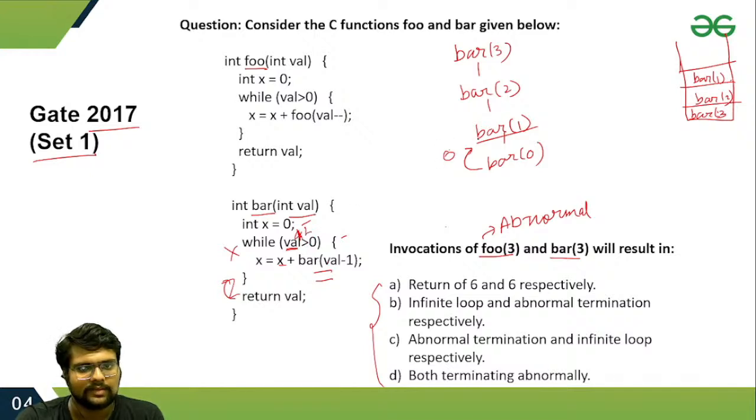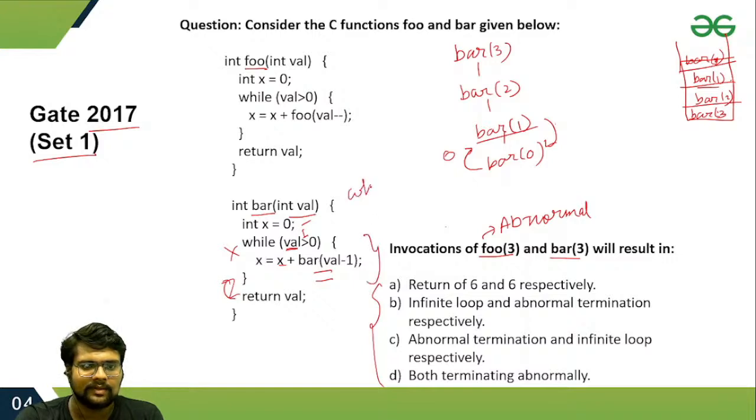So when bar of 0 is returned, its value is 0. And currently the value of val is 1, and 1 is greater than 0. So again bar of 0 will be called, and again it will return 0, and again bar of 1 will be called, then bar of 0. When it gets over, again bar of 1, because here the while loop is written.